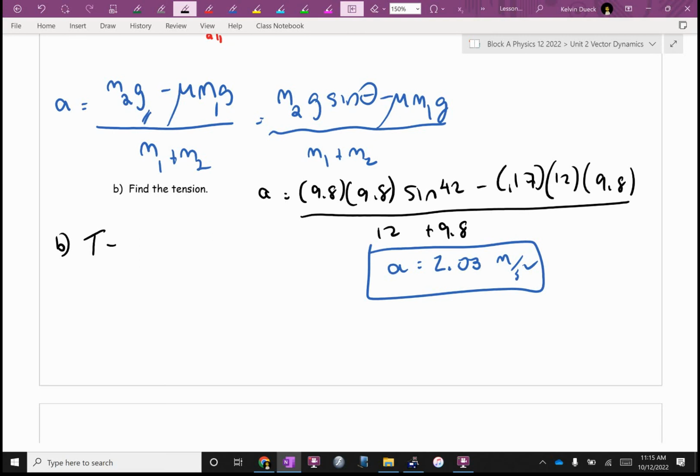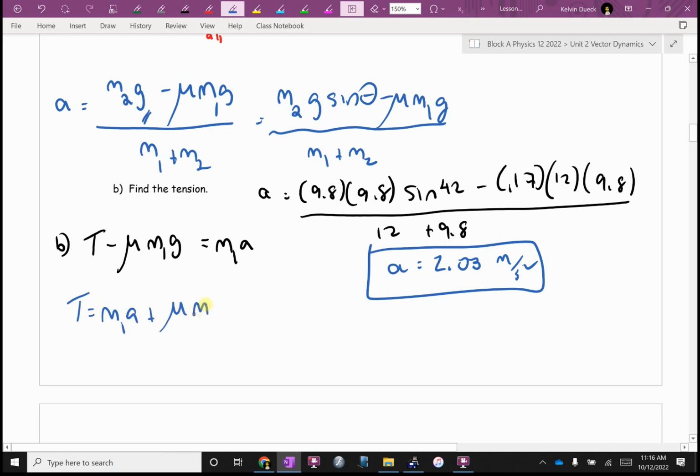Right? You got it. Tension minus, good. And I'm going to go mu m1g, since I have an expression for friction sitting right here. I just lifted it right from this section of the equation and got lazy. That equals what? m1a. How would I get the T by itself? Tension is going to be m1a plus mu m1g.